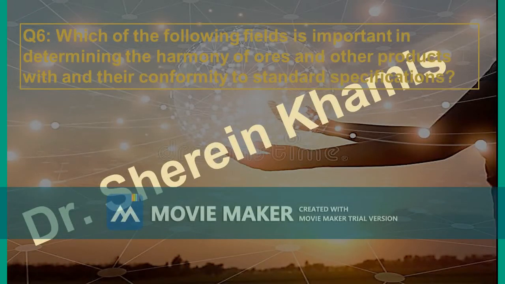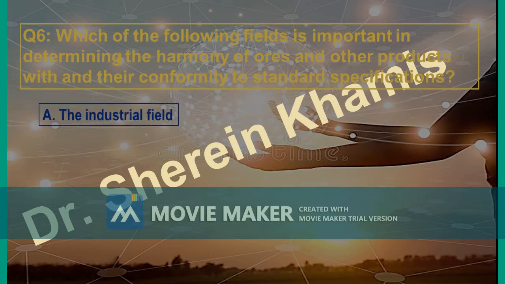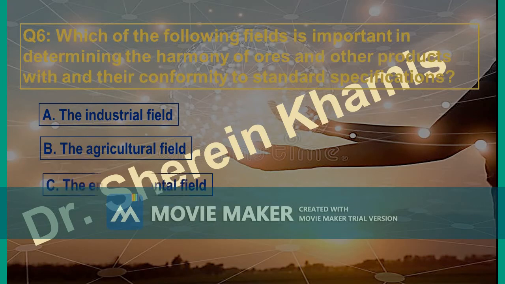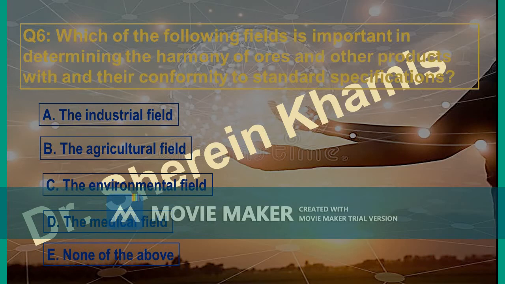Question number 6 says, which of the following fields is important in determining the harmony of ores and other products and their conformity to standards specifications? Okay, we want to know the amount here. So, industrial field, agricultural field, environmental field, medical field, and last one, none of the above.